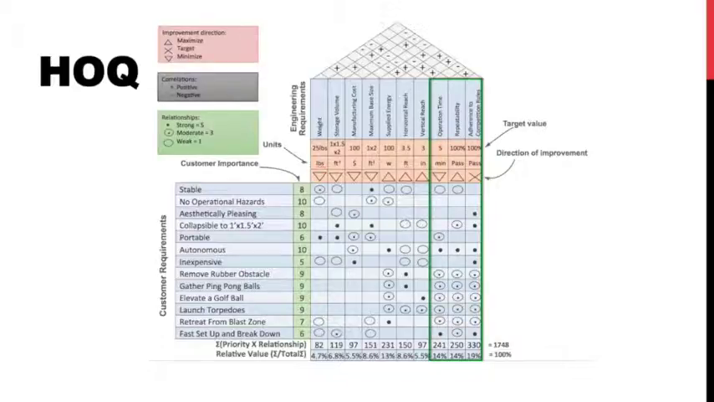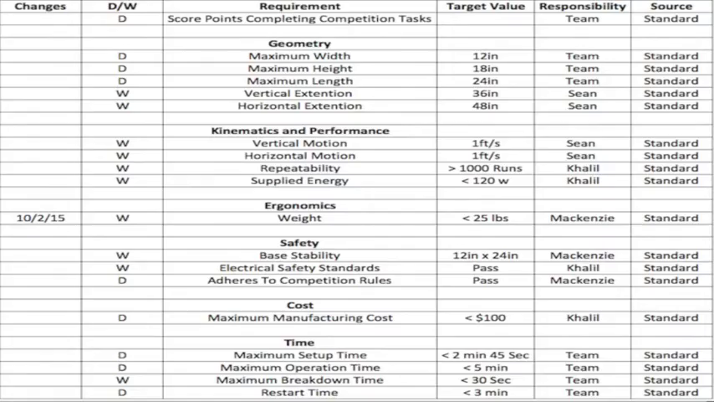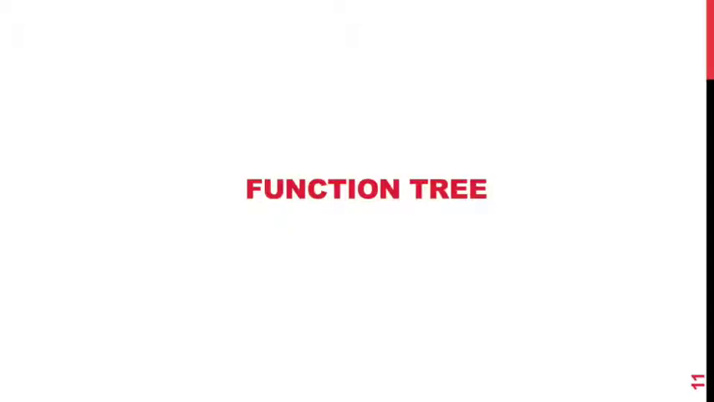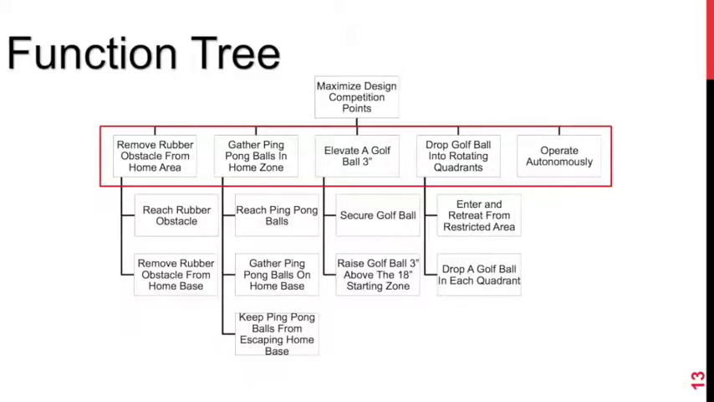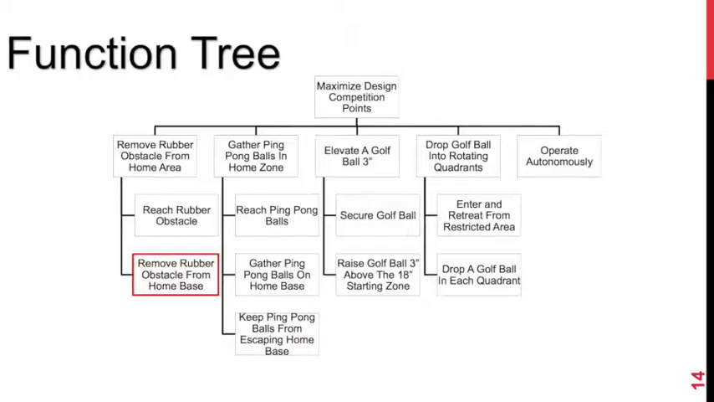Let's now discuss our function tree. Our function tree begins with our major function. Our major function is to maximize the design competition points that our device receives. This function can then be broken down into subfunctions. These subfunctions will include some of the things that we needed to do to ensure that our design was successful. These things include elevating a golf ball 3 inches in the air, gathering ping pong balls, and operating autonomously. Some of these subfunctions can be broken down even further into assignable tasks that our group members can work on to ensure the success of those subfunctions, which ultimately helps us realize our major function of maximizing our design competition points.